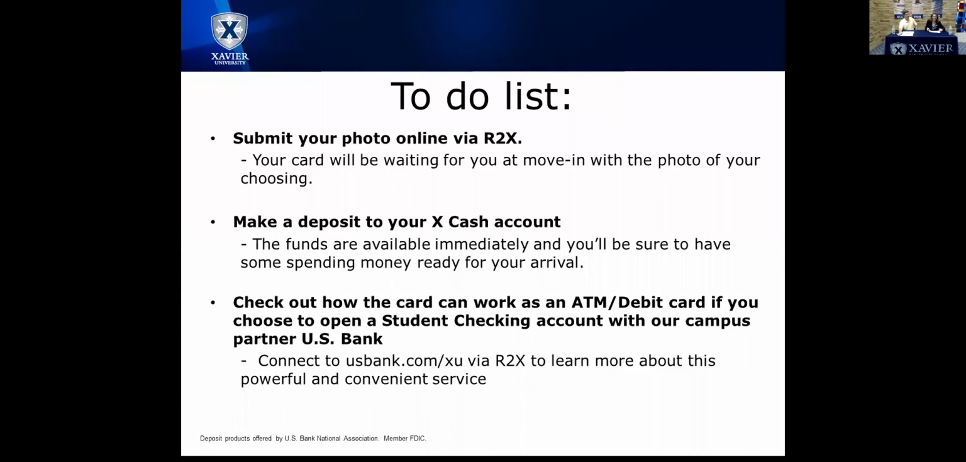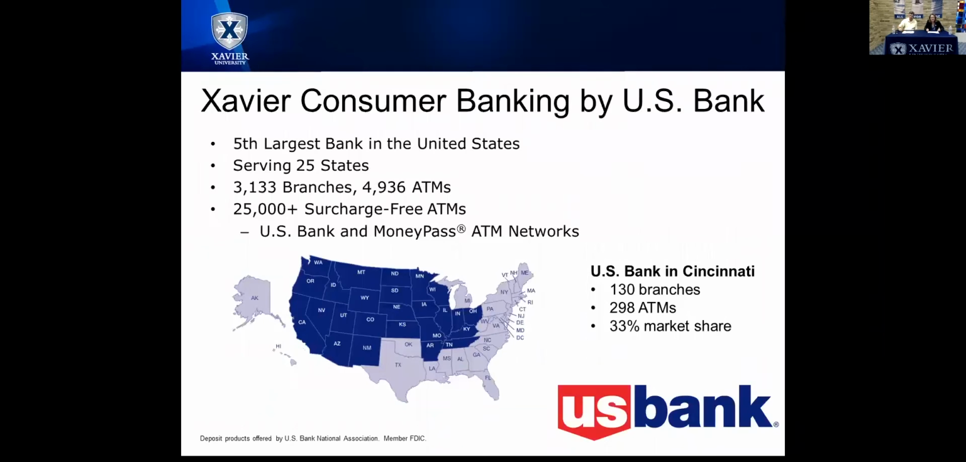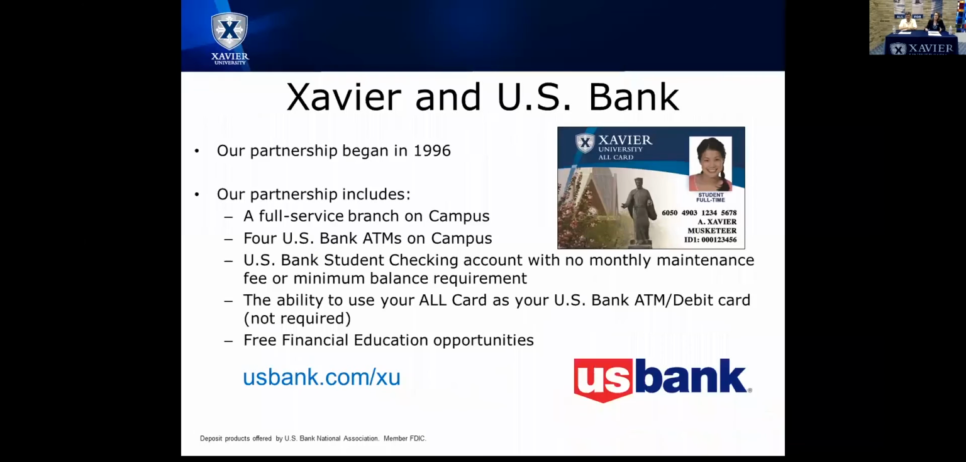Thank you. Okay. Let me just give you a little bit of background, maybe for those of you that have not been very familiar with U.S. Bank. We are the fifth largest bank in the United States, and we have over 3,000 branches, almost 5,000 ATMs, so a pretty large bank. Here in the Cincinnati area, for those that are not from the area, we have 130 branches and almost 300 ATMs, so pretty decent market share here. U.S. Bank and Xavier actually began our partnership back in 1996, so it's been about 20 years. We're really proud to be a partner with Xavier and be on campus here.